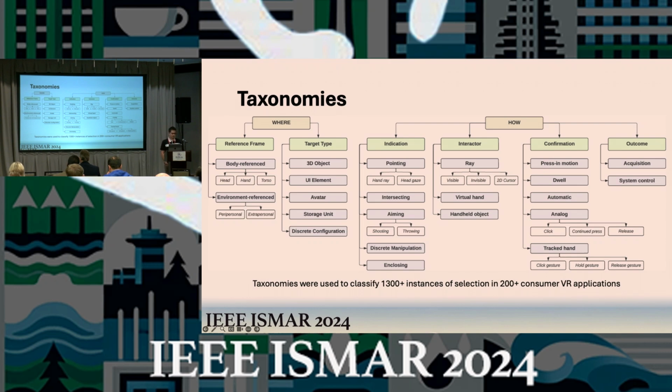This is the resulting taxonomy, which has where and how components. Where is about the task, so where in the environment does the selection occur, and how is about the process, so how does the selection occur. Using this taxonomy, we classified all of the previously extracted selection instances in consumer applications, and that's the database that we present. Now let's highlight some specific categories from this taxonomy.